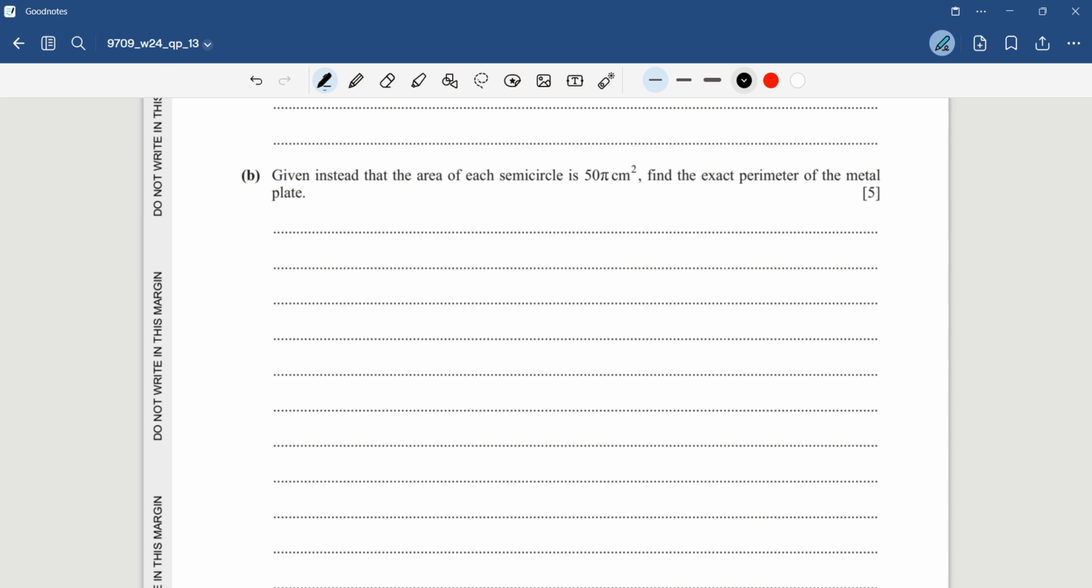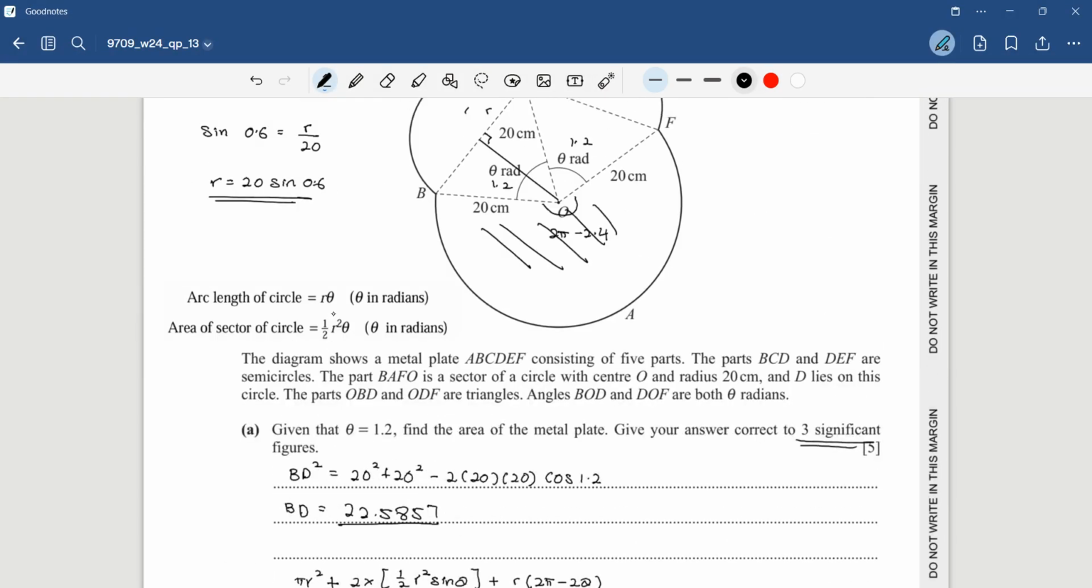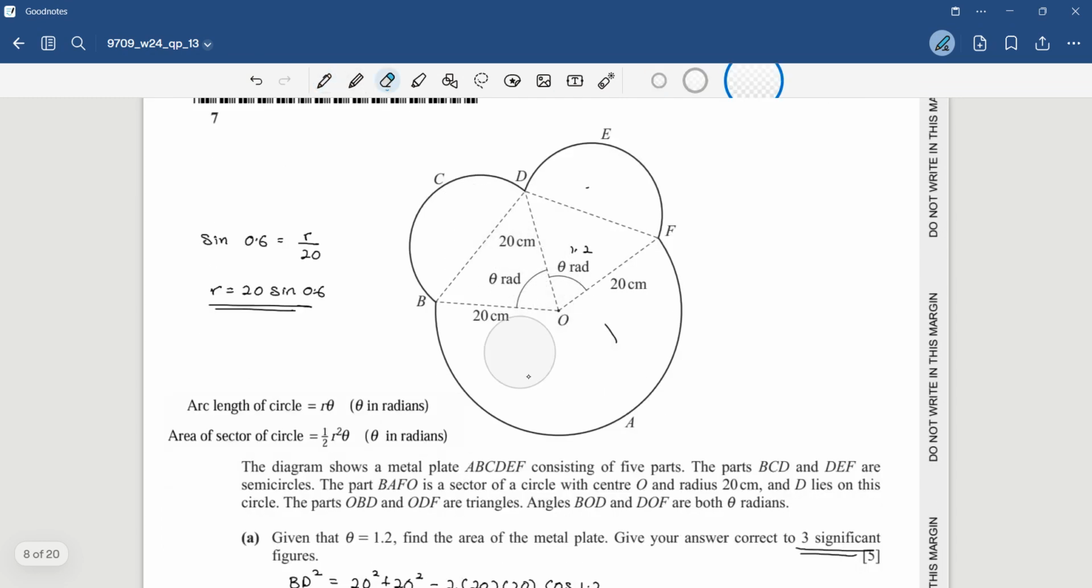Now for part B, given instead that the area of each semicircle is 50 pi, find the exact perimeter of the plate. So they said the area of each semicircle, so 1 over 2 pi r square equals 50 pi. Therefore r square equals 100 and your r will be 10. Okay, so now for question B, this is 10. If this is 10, here also 10. So the whole length here is 20.